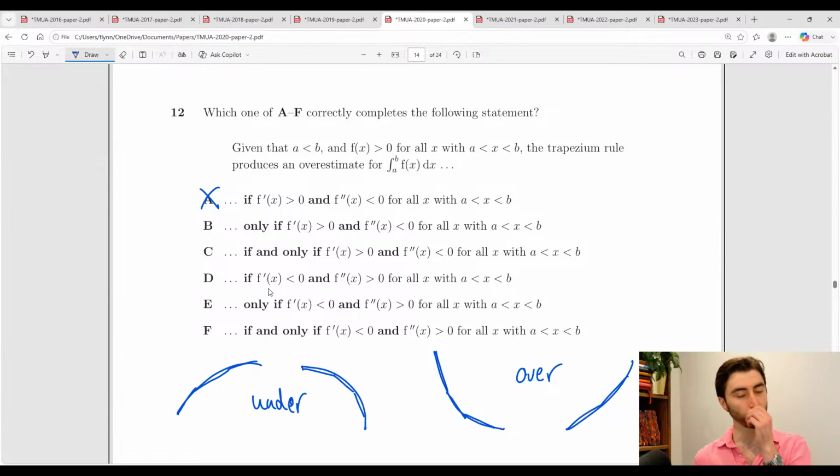Actually, do you know what I'm going to do? I'm going to use mapping here. Because it's only really talking about, we either have gradient positive or gradient negative.